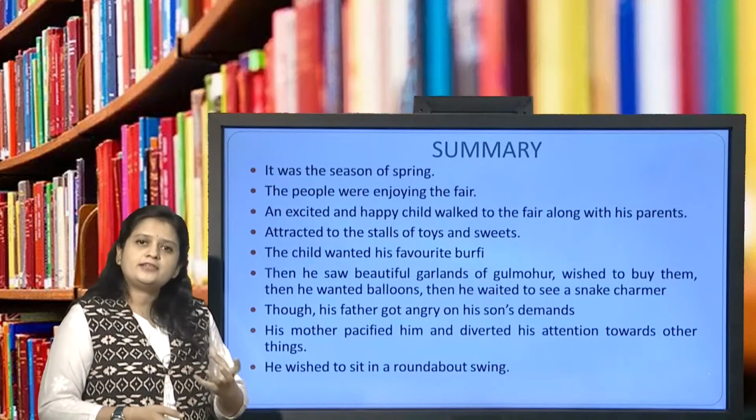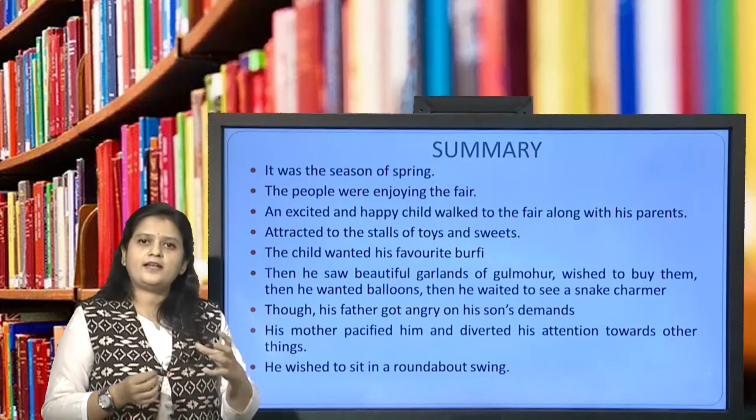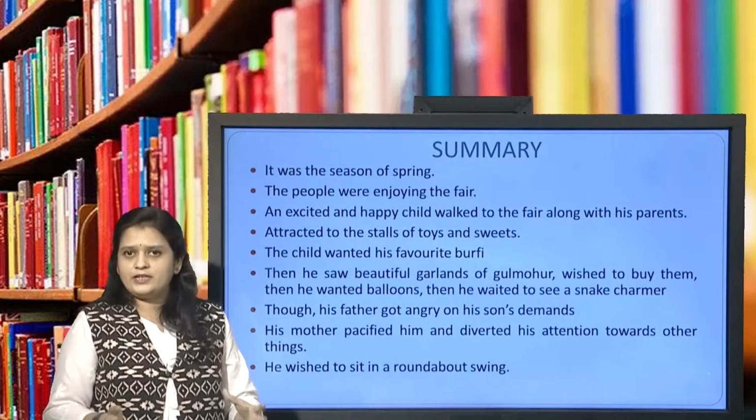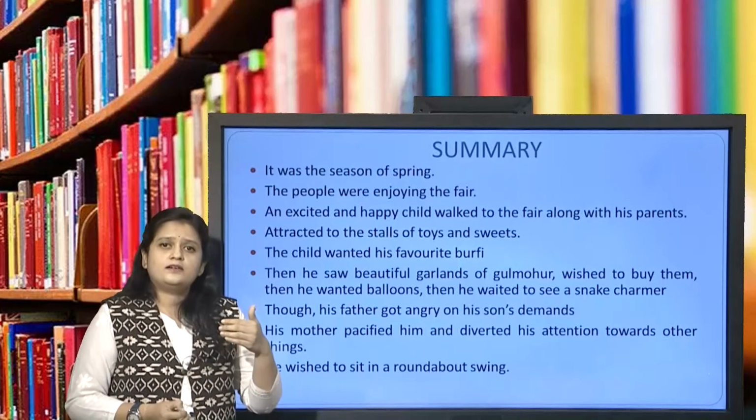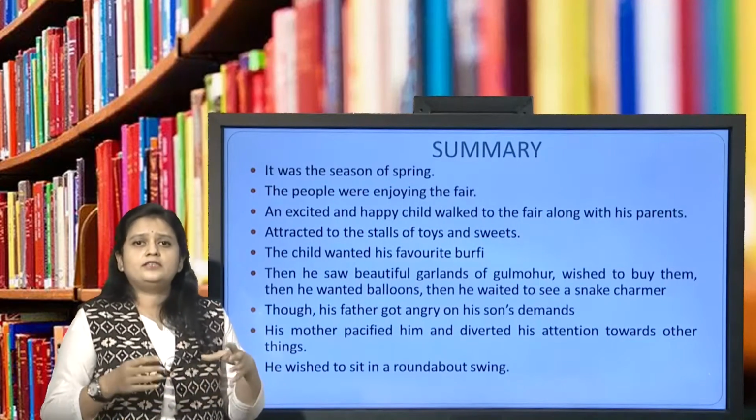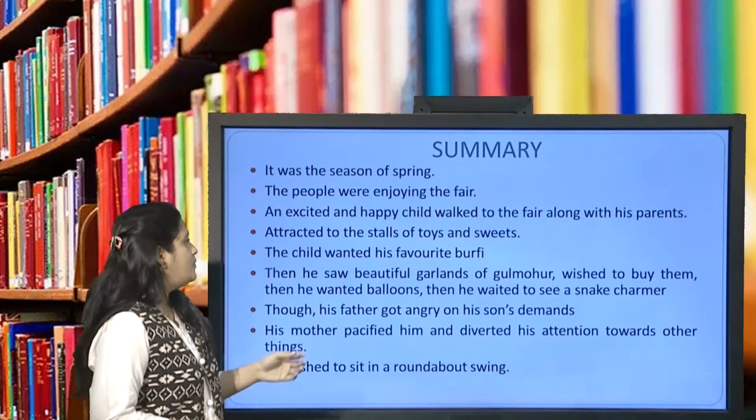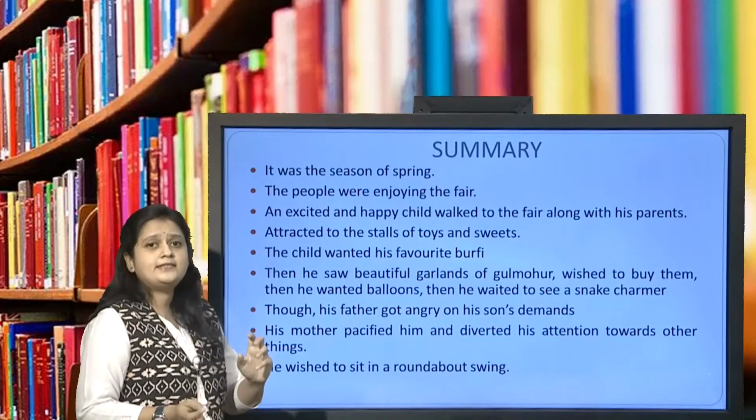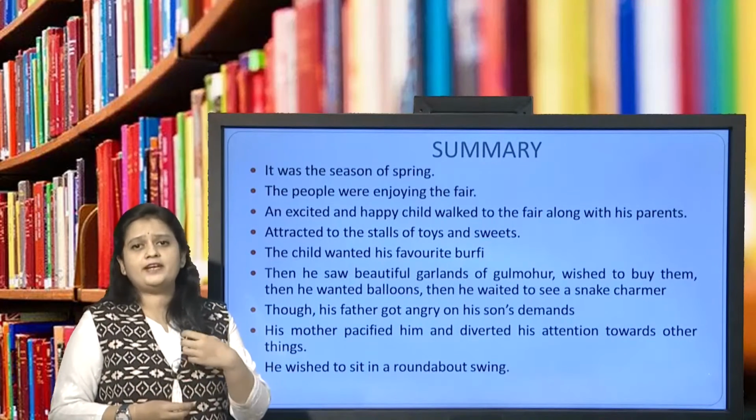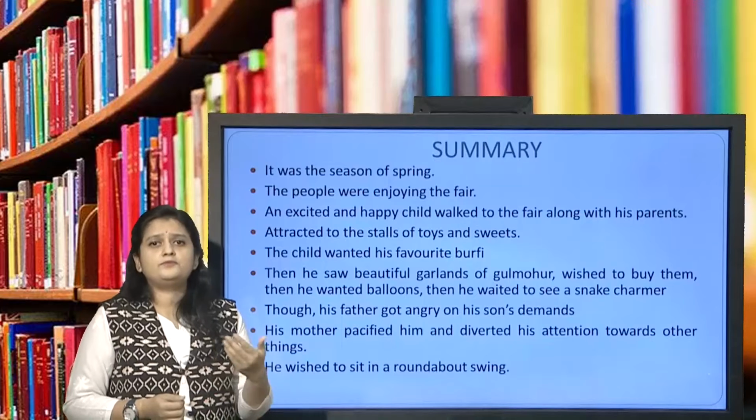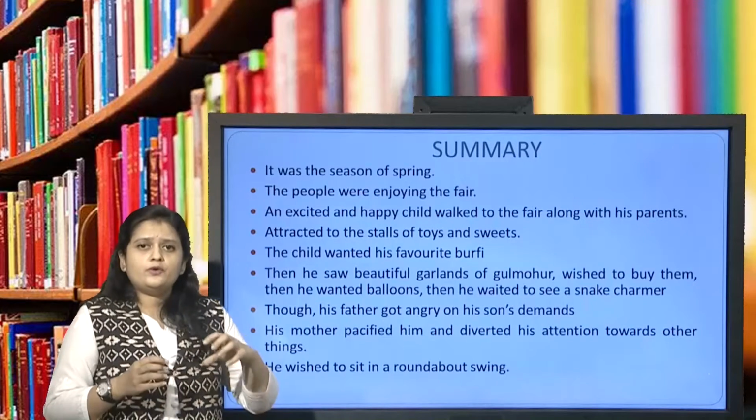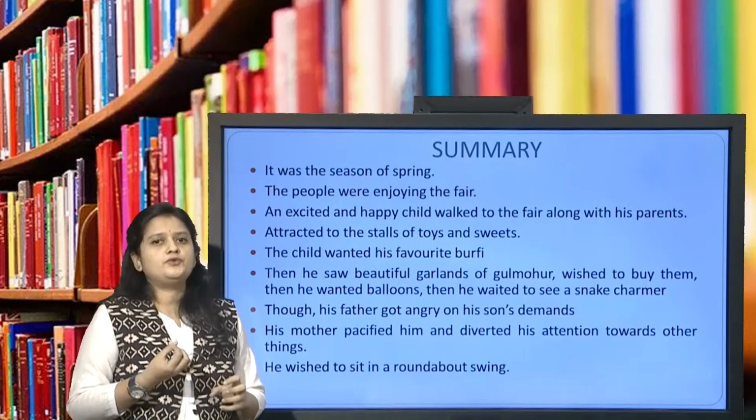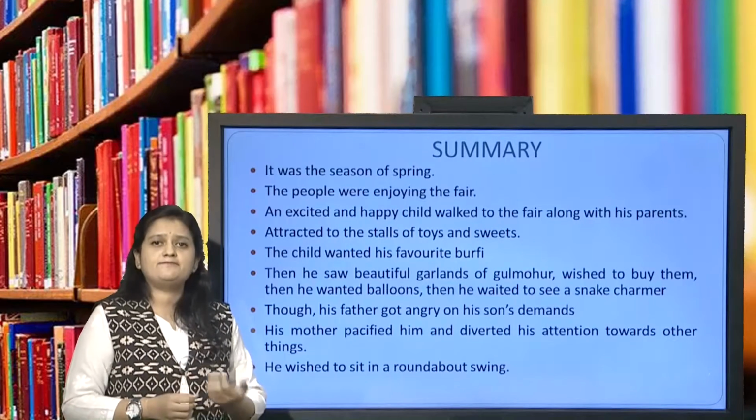He is attracted to the dragonflies, to the butterflies that are flying around the mustard fields. He's attracted by the yellow blooming mustard fields, and he wishes to buy the gulmohar garland. Then he is fascinated by the colorful balloons, which are in a variety of colors such as red, green, blue, purple, etc.